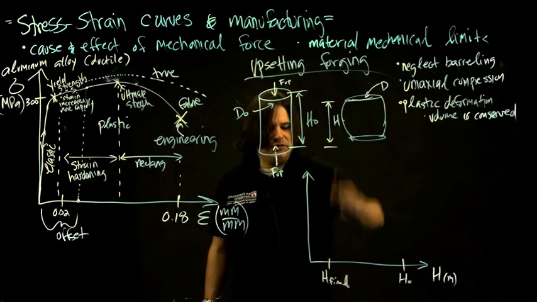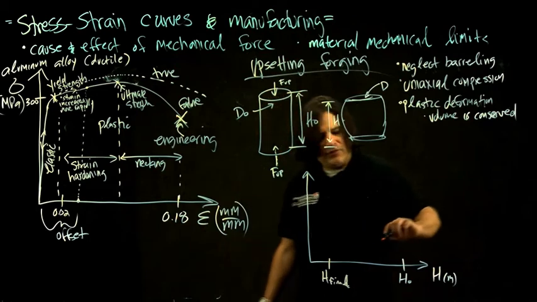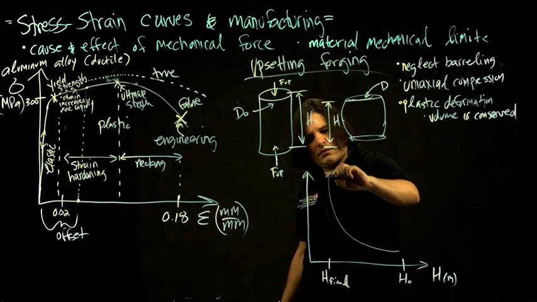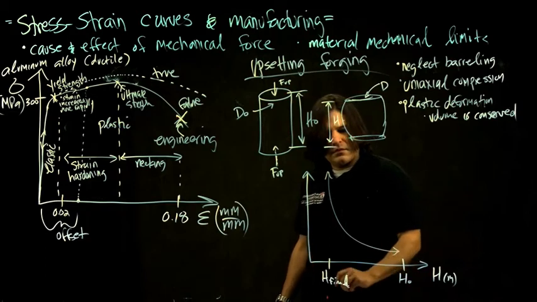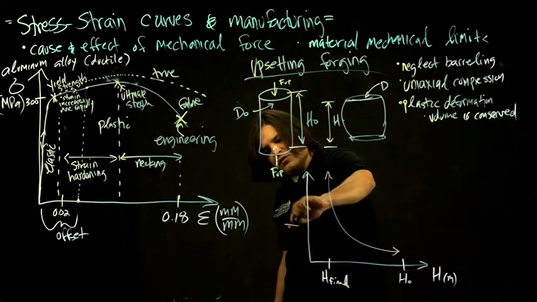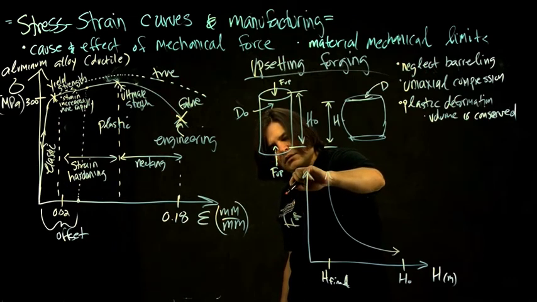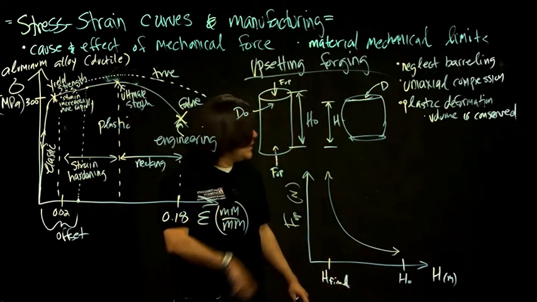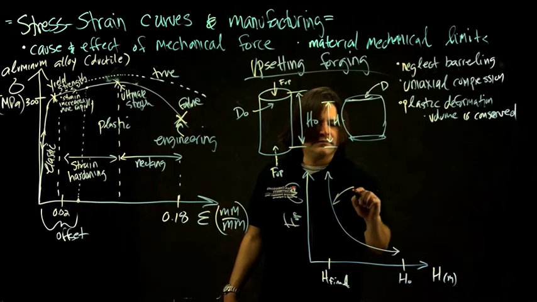smaller because you're compressing it, what you would see is that the force is not a linear increase, it's like an asymptote here. So this would be the force for the upsetting, the upsetting force in newtons. So why does that happen? Because of strain hardening.